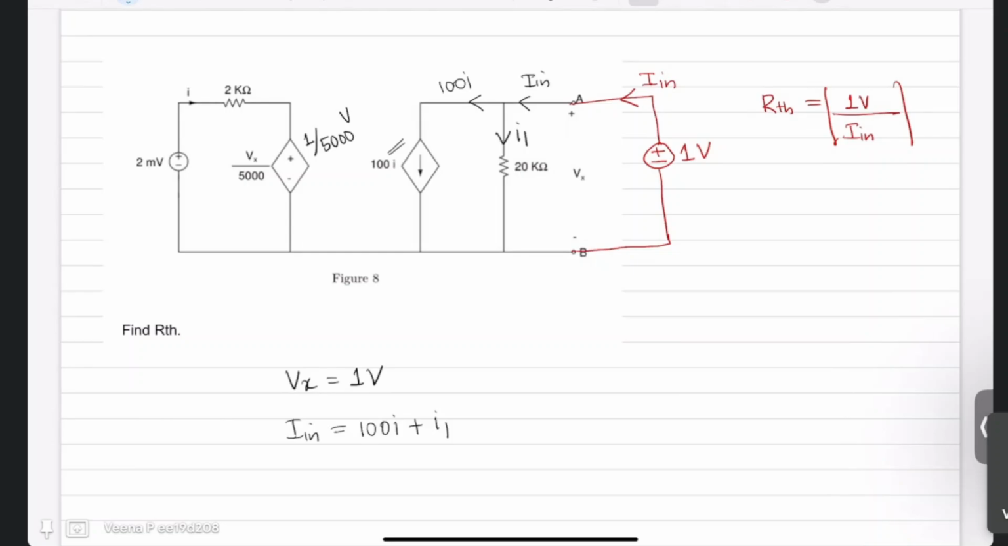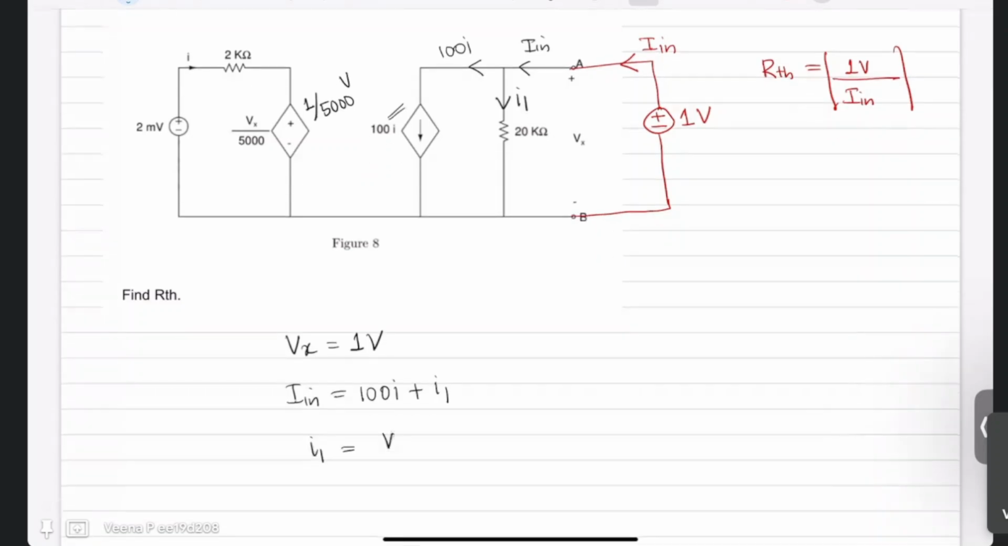Now the voltage across your 20 kilo ohm is Vx, which is nothing but 1 volt. So your I1 is Vx divided by 20 kilo ohm. Always make sure the signs are proper. Vx is, the current going down is I1. So the positive symbol is here, negative symbol is here. So I1 is Vx by 20 kilo ohm.